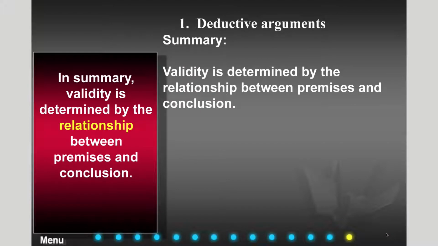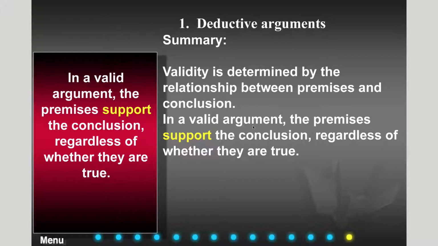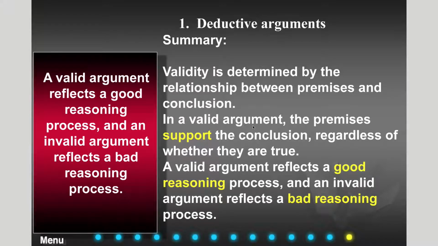And that's what the gold standard is, to have a valid and sound argument. Right? So validity is determined by the relationship between the premises and the conclusion. That is, if premise 1 is true, if premise 2 is true, would it lead you to premise 3? If it does not, then it is not a valid argument. A valid argument reflects a good reasoning process, and an invalid argument reflects a bad reasoning process.